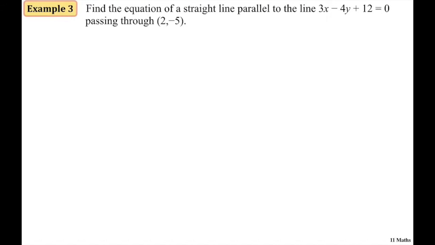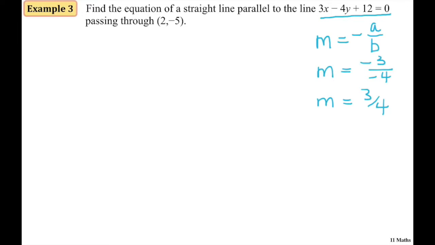Okay, so let's look at example number 3. We need to find the equation of a straight line parallel to 3x - 4y + 12 = 0, and it passes through (2, -5). Now if it's parallel to 3x - 4y + 12 = 0, I can use the formula m equals minus a over b. So the gradient equals minus the number in front of x over the number in front of y, which equals 3/4. So I now know the gradient is 3/4.